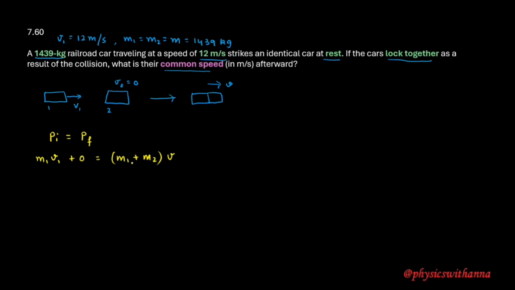I need to find what v is, so let's divide by m1 plus m2. So we get v equal to m v1, where I'm writing the mass as m since m1 and m2 both have the same mass, over m plus m, which will be equal to m v1 over 2 times m. Cancel off the m here. So we get the common speed v equal to v1 by 2. Velocity of car 1 before collision is 12, divided by 2. So the common speed after collision is 6 meters per second.